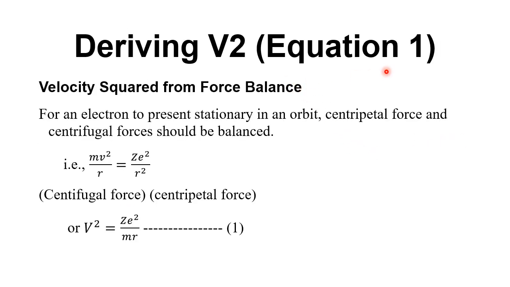Deriving v squared, that is equation number 1. Velocity squared from force balance. For an electron to remain stationary in an orbit, centripetal force and centrifugal force must be balanced. That is, mv square divided by r is equal to Ze square divided by r square. So if you cross multiply this, then you get v square is equal to Ze square divided by mr. Let us call this equation number 1.